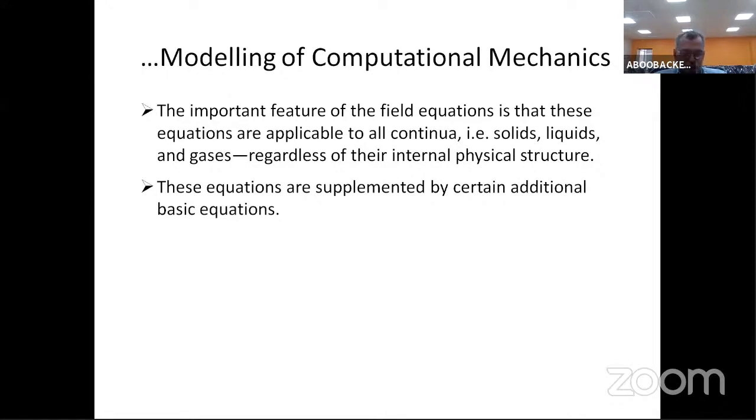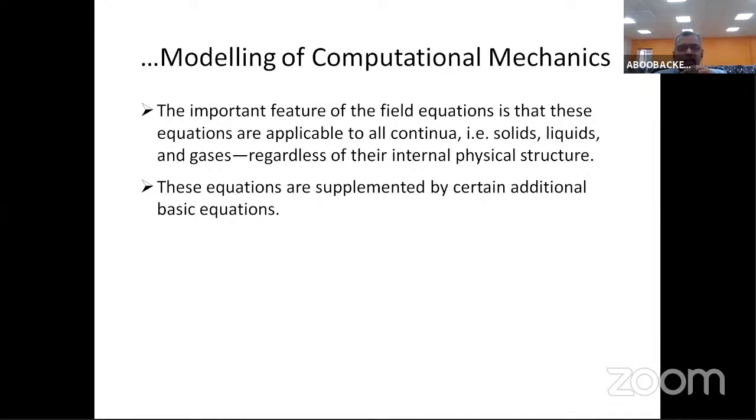So we have conservation of mass, momentum, and energy. Mass is a scalar quantity, so we have a single equation. Momentum is a vector quantity, so we have three components. And energy is also a single equation. So in total we have five component equations. In a thermophysical problem, we have three velocity components, then pressure, temperature, and density. So we have five equations and six variables. For solving six variables, we need six equations, so we need additional equations.